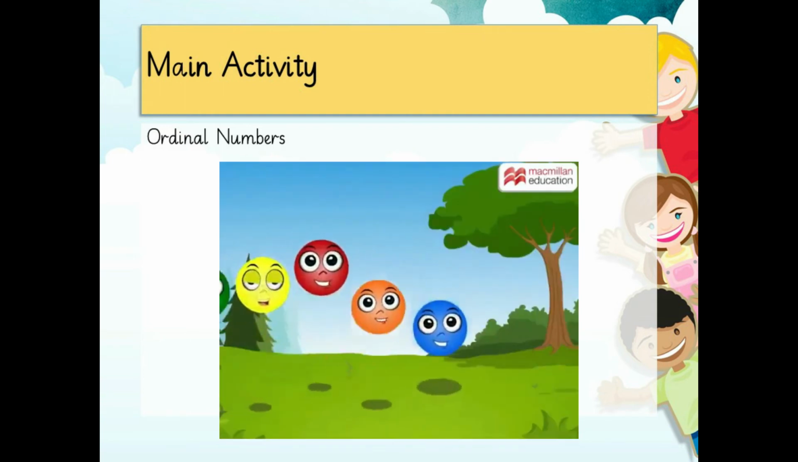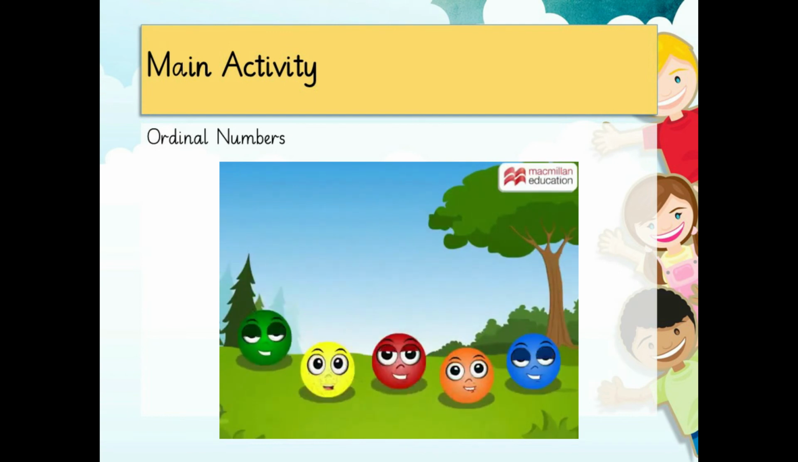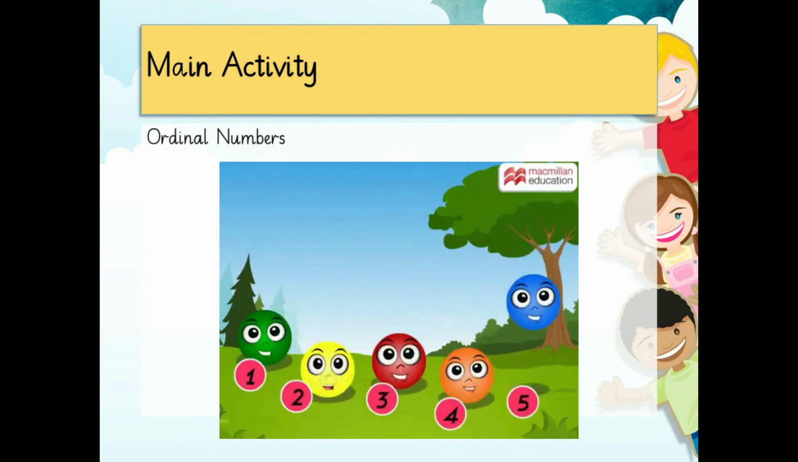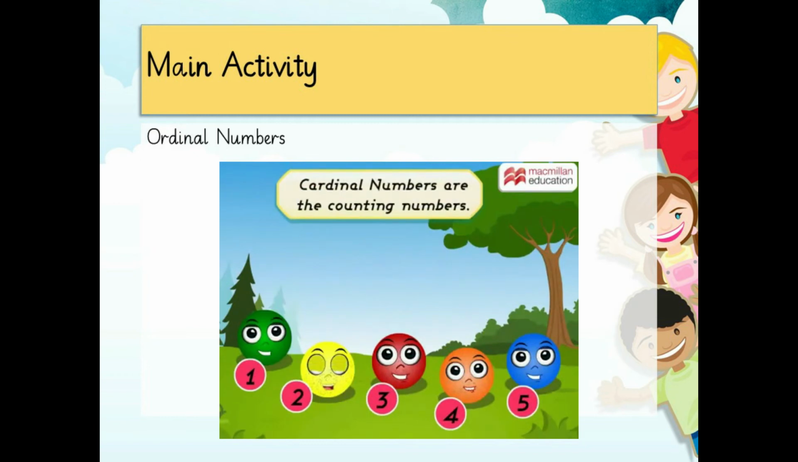Hello kids! Look at these colorful and bright footballs. Can you tell how many footballs are there in total? Let us count 1, 2, 3, 4 and 5. Do you know these counting numbers are also called the cardinal numbers? Yes, cardinal numbers tell us the quantity. Hence, there are 5 footballs in total.